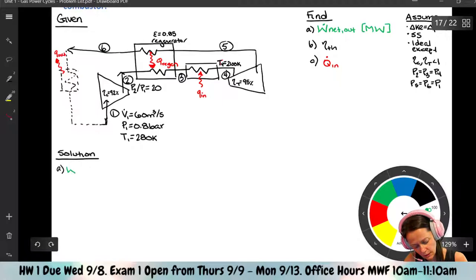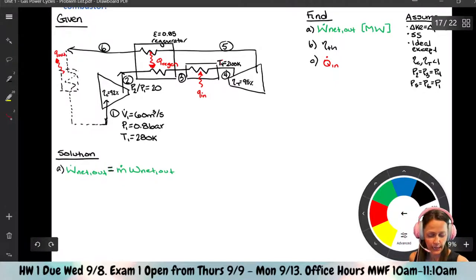So W dot net out. Well, I've got to pay attention to the fact that it's a rate term, so I'm going to be multiplying by an M dot and then my little work net out. So that's good. And of course, I know I've got a work in here and I've got a work out here. And so it's going to be the work out minus the work in.